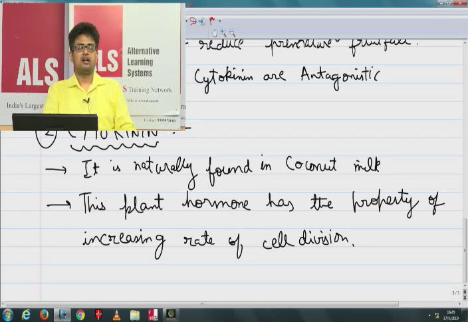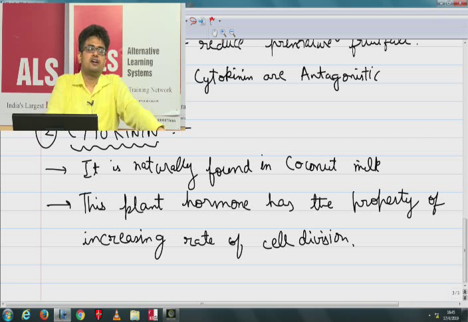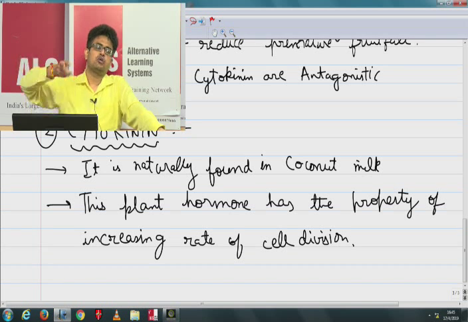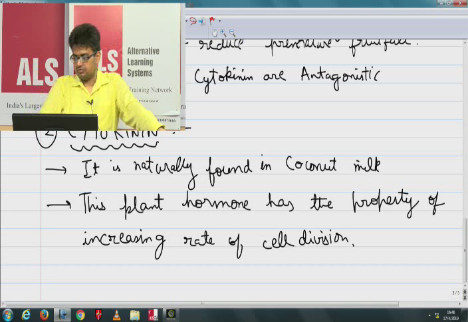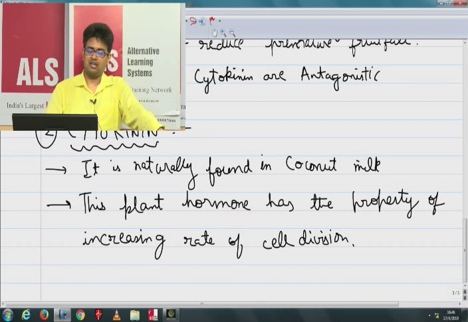Any plant which is in a dying stage, not reproducing, not having a proper cell division rate, is in a very bad condition. Its leaves are yellowing. If you spray cytokinin, it will suddenly become green. This is the property of cytokinin. So how do you get cytokinin? Take coconut milk and spray on any plant. You can see the effect in a few days.